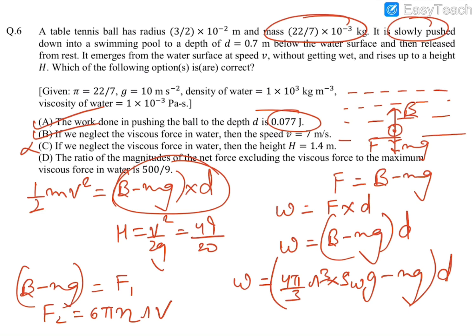So this is F2. So again, if you use the value of v as 7 directly, and find out the ratio of F1 and F2, you would be getting the answer as 500/9. So D is also correct. So you can substitute the values. I'm not wasting this time, and let's move on to the next question now.